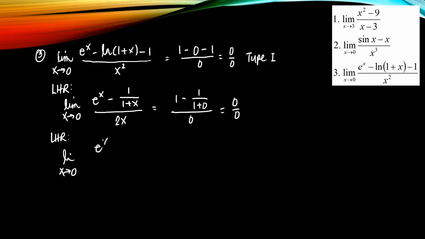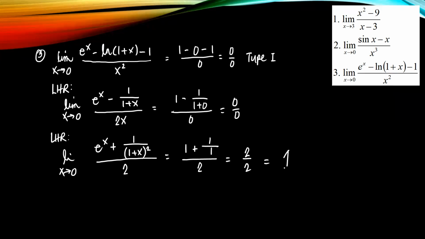So that's e to the x. So that's plus 1 plus x squared all over 2. Okay. Let's apply 1 over 1 all over 2. So 2 over 2 is equal to 1. That is the answer. The limit is 1. But you know, to get there, we have to apply L'Hopital's rule twice.